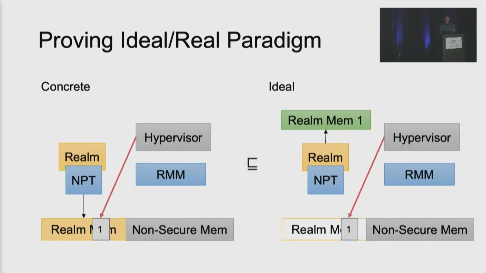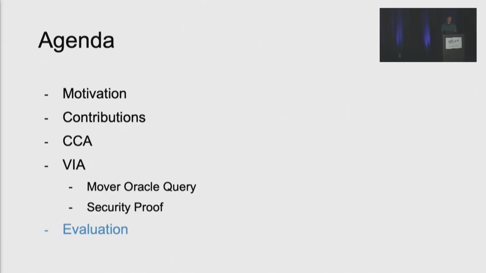However, if the hypervisor can illegally change the realm's private data, in the concrete machine the realm will read the poisoned data, but in the ideal machine the realm will still read the original data from the logical memory. This causes different behavior of the two machines, and we can detect a bug.